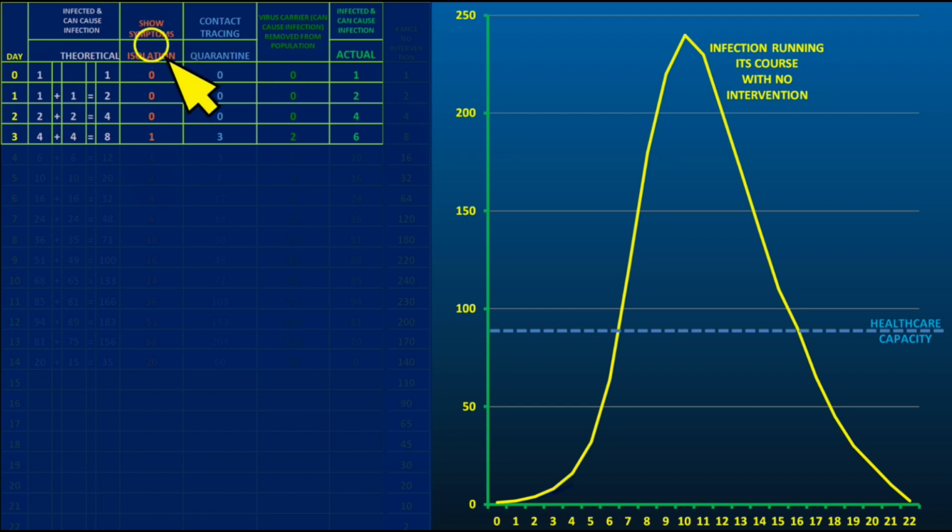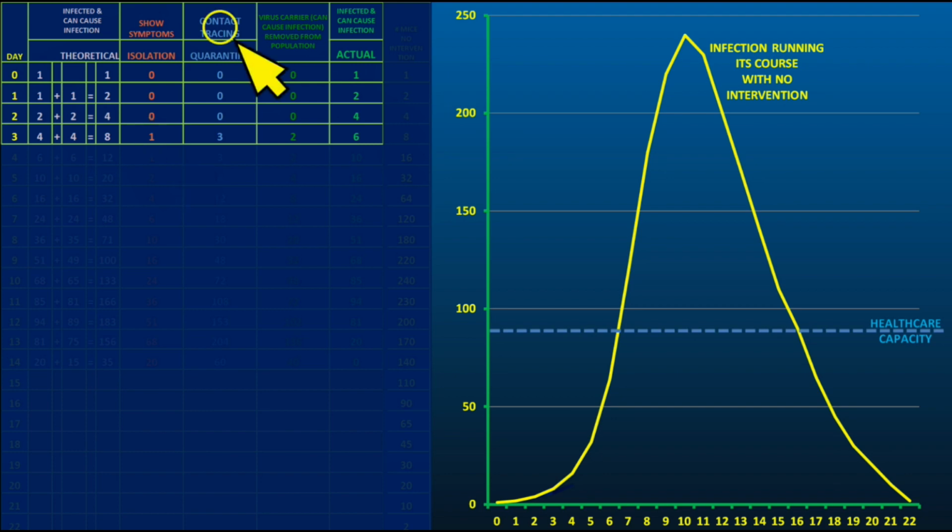The very first mouse that was inoculated or infected on day 0 now shows symptoms, and the students, being very conscientious and vigilant, notice the signs and symptoms of infection and put that mouse in isolation. And so we record 1 for this column.